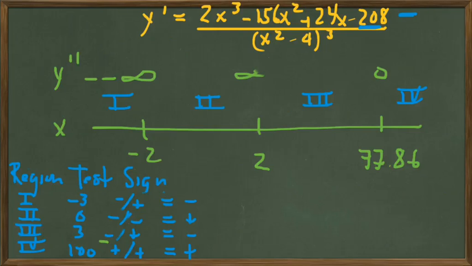negative, concave down, positive, concave up, negative, concave down, and positive, concave up. So concave down, concave up, concave down, and concave up. So let's put all of this information together on one sign chart so we can see the shapes in all the regions that we have.